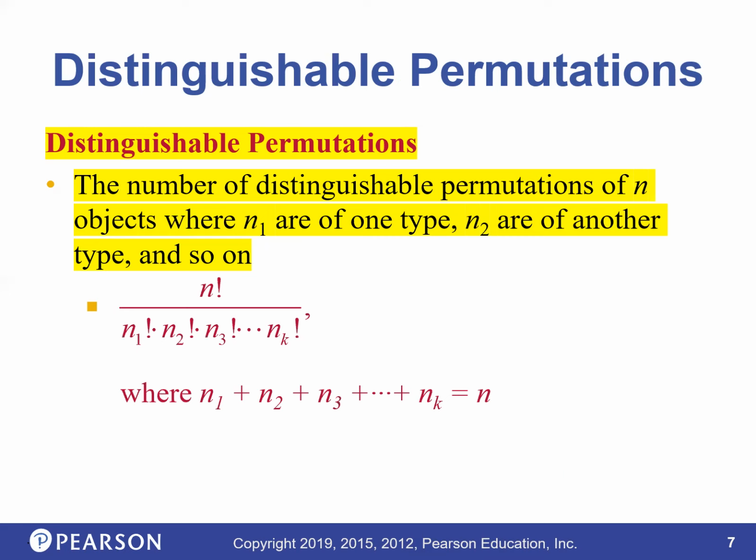So what we do is we say, look, the number of n objects we have is n factorial on top. And what we do, we figure out all the different possibilities of each one of those on the bottom. So total goes on top, and then every single one of those types goes on the bottom.